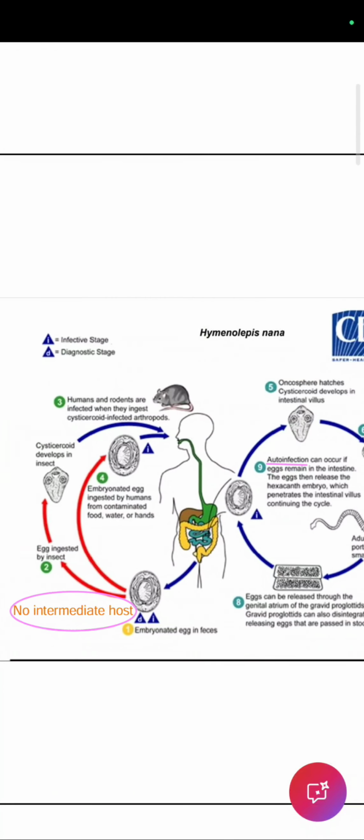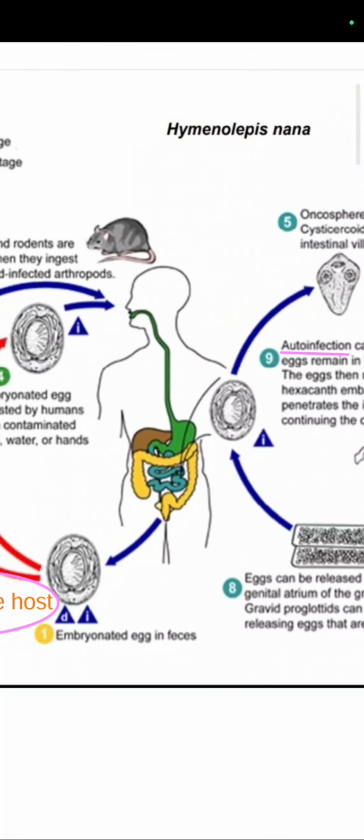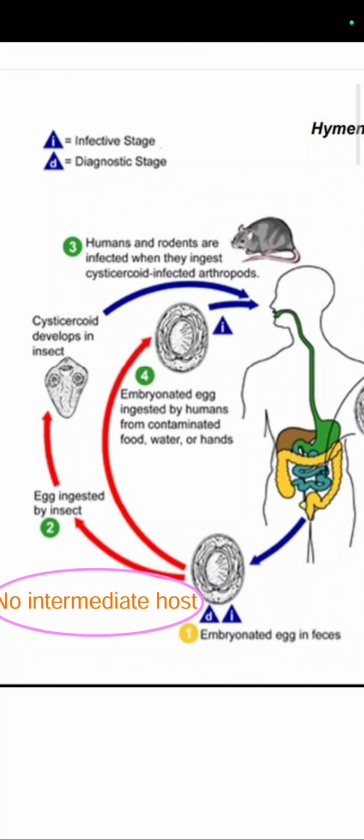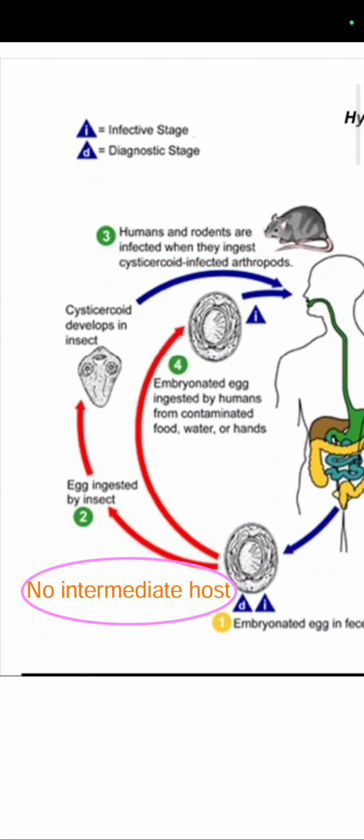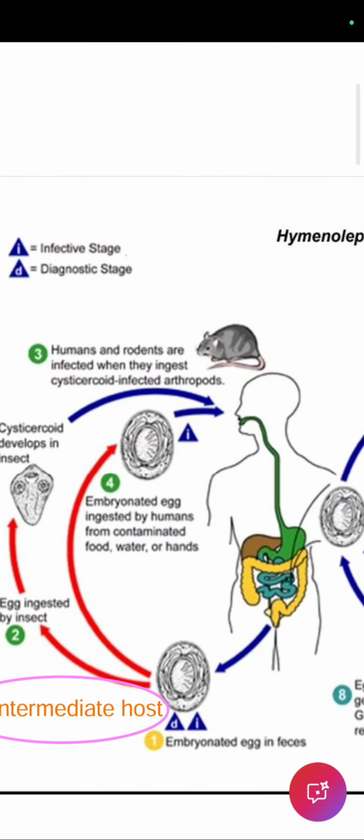Next we have H. nana. Here you will be able to see a separate cycle for auto-infection. I hope you remember the parasites which are transmitted by auto-infection. And another notable point is that H. nana doesn't have any intermediate host, as can be seen from the cycle. In this case, this rat isn't the intermediate host, but just like humans, it is the definitive host.